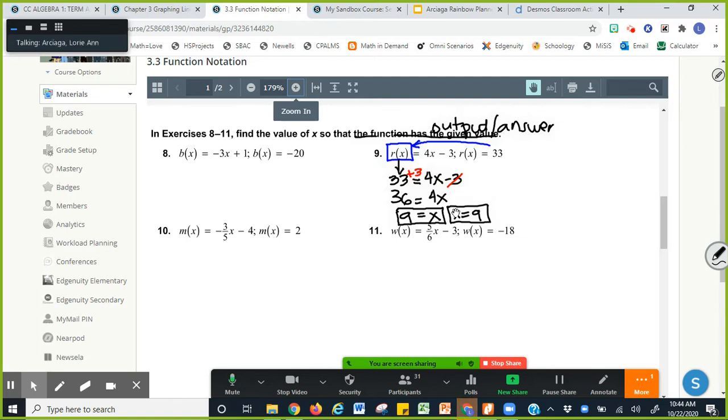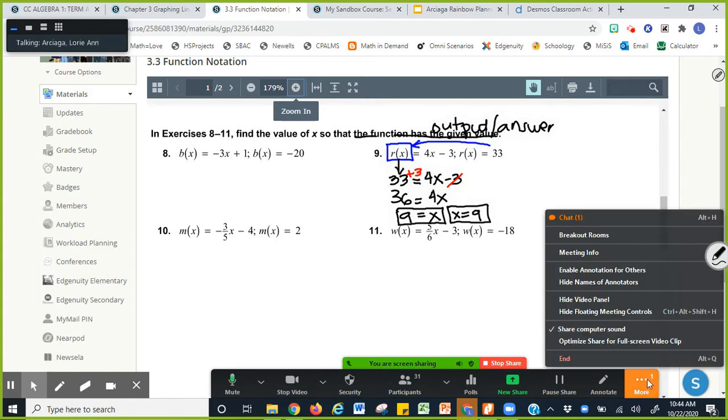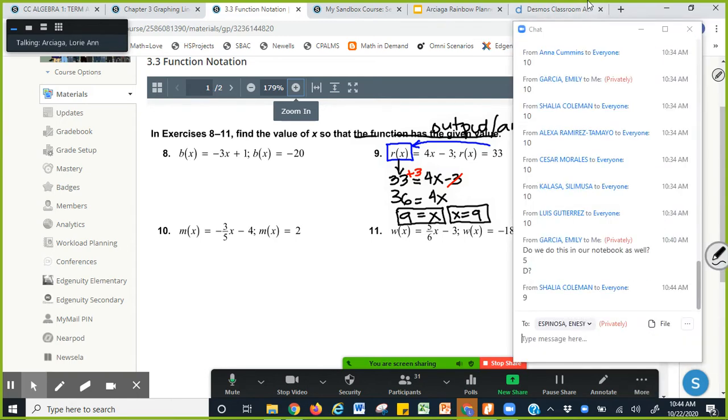Well, if you're not sure, you can double check. So you can go back here and say, oh, let me check if I'm right. 4 times 9, oh, that's 36. Minus 3, and yes, you get 33. Okay? That's great. How was that? Was that tricky? Did you somehow get that?